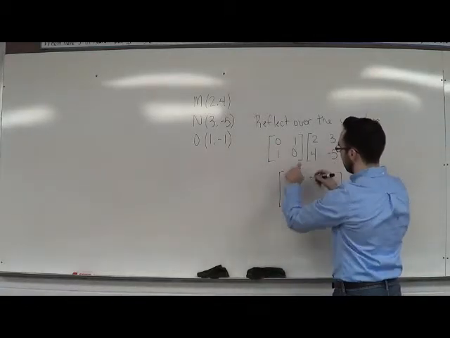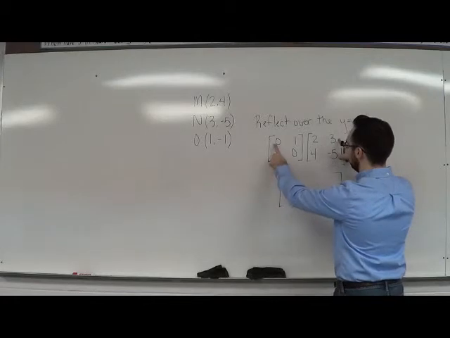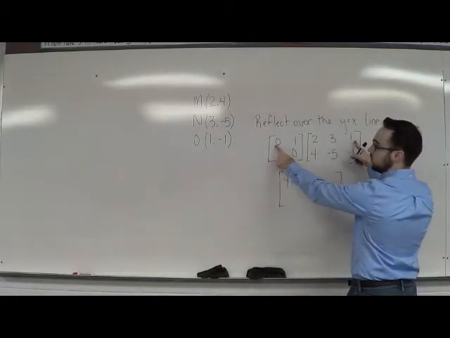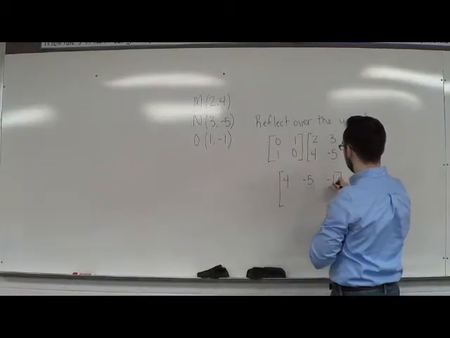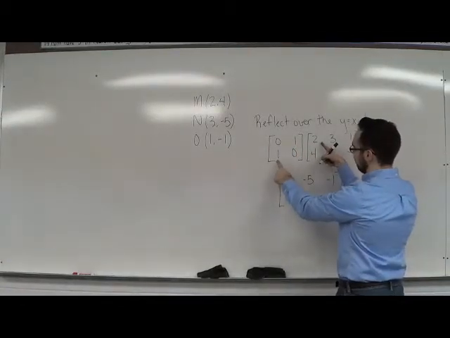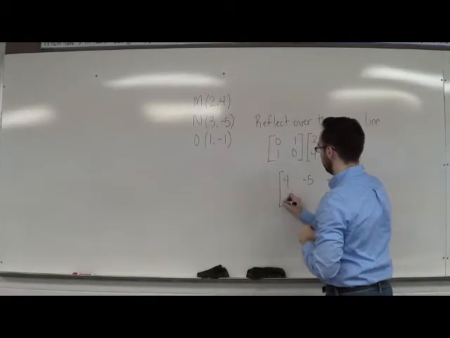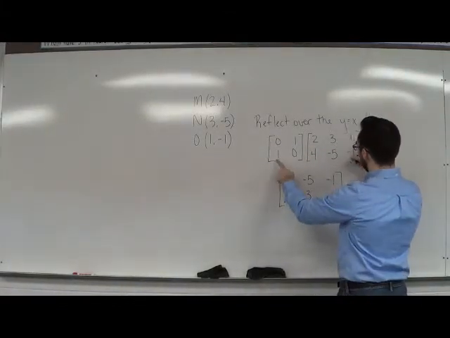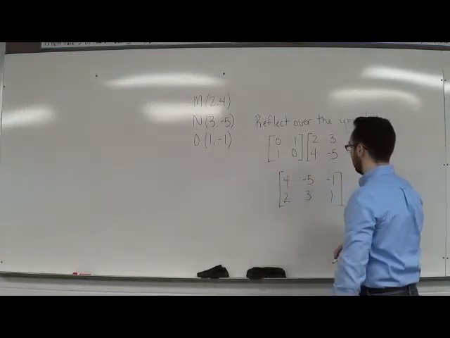We have 0 and 4 is 4. 0, negative 5 is negative 5. And then 0 and negative 1 is negative 1. And we have 2 and 0 is 2. 3 and 0 is 3. 1 and 0 is 1.